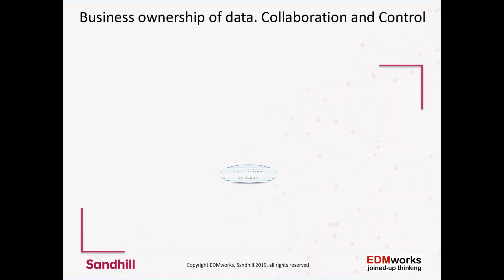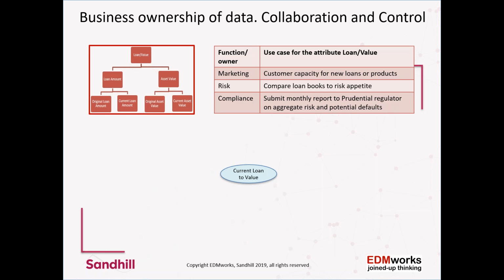So we start out with our little data attribute, the current loan to value. Now, one of the things we have to do as part of governance is to associate, in a meaningful way, the various people who have a stake in that particular data item. If we don't do that, then we'll simply get duplication. So we have to manage these key data attributes.